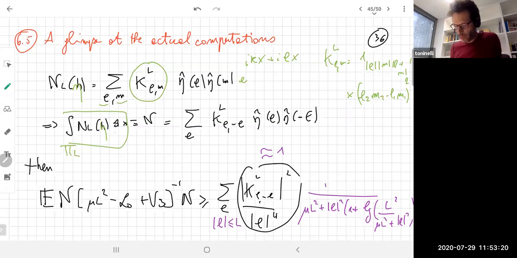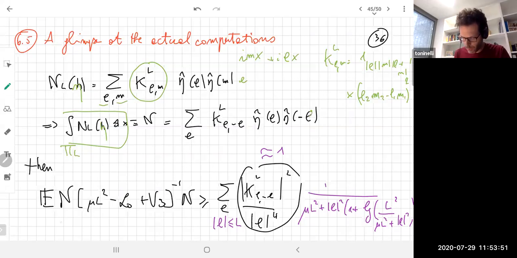Now, when you integrate with respect to x, of course, this will kill all the components unless... sorry, I'm feeling a bit tired. So it's not a k, it's m. There is m and there is L. Okay, now it's correct. When you integrate with respect to x, this kills all the components except if m equals minus L, and this is what happens here. You are left with a single sum over L of k L, L minus L, eta minus L. Okay, very good.